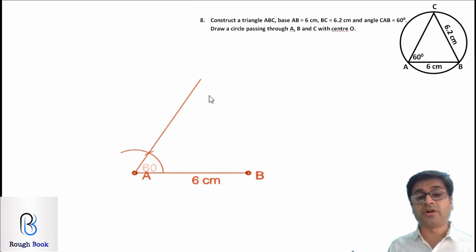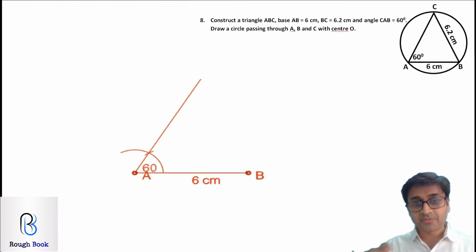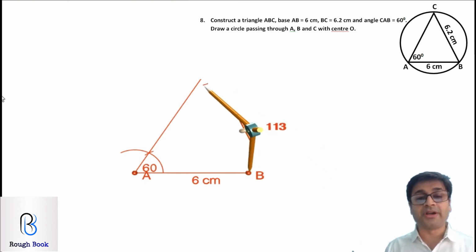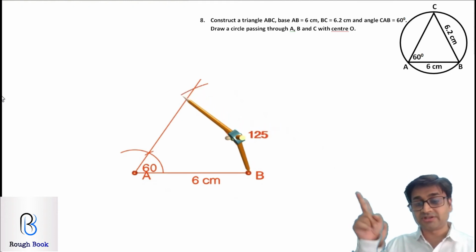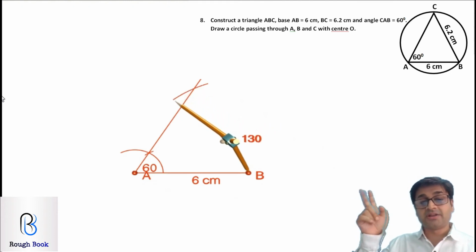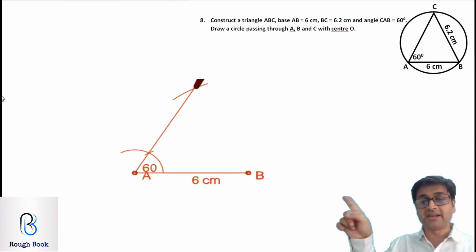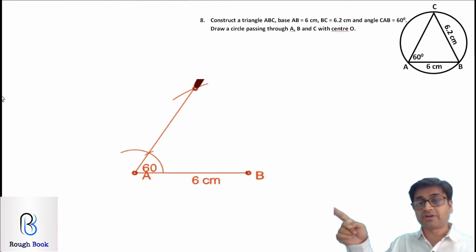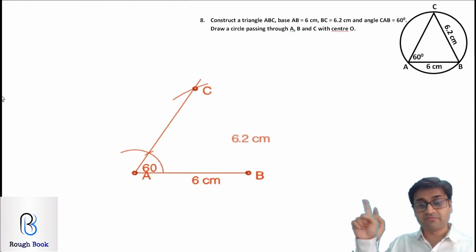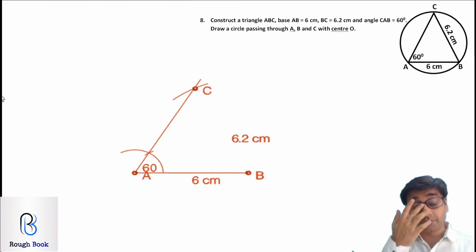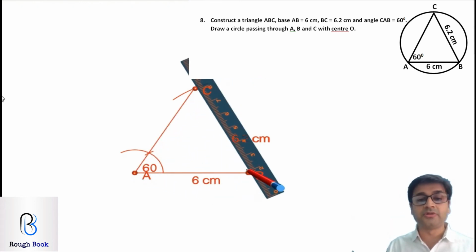The next thing we want is BC 6.2. So keep your compass on B and cut an arc of 6.2 on this line. Automatically you will get your point C. There you go. Can you see that? Now that you got your point C, complete your triangle and you got your triangle ABC. Remember to label everything. If you forget to label, automatically you will lose your marks.